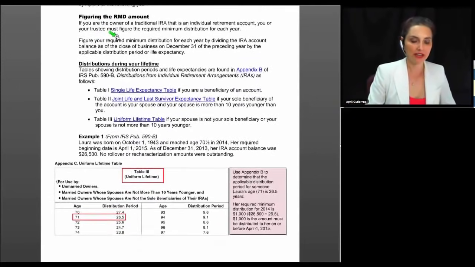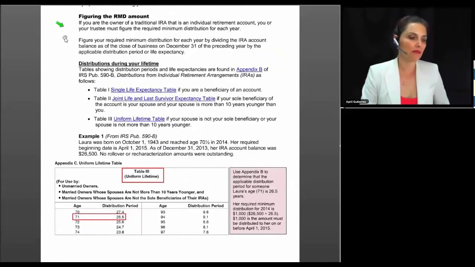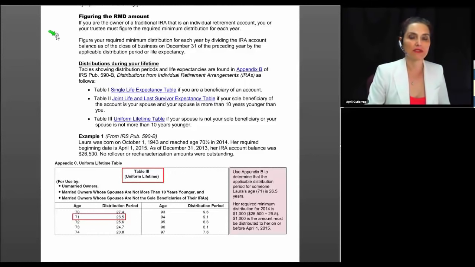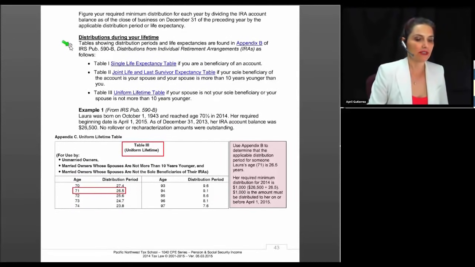Figuring the RMD amount, how do you know what that is? Well, if you are the owner of a traditional IRA, that is an individual retirement account, you or your trustee must figure the required minimum distribution for each year. You figure your required minimum distribution for each year by dividing your IRA account balance as of the close of business on December 31 of the preceding year by the applicable distribution period or life expectancy, and there are tables for those life expectancies. If the distributions are occurring during your life expectancies, these are found in Appendix B of IRS Publication 590B.